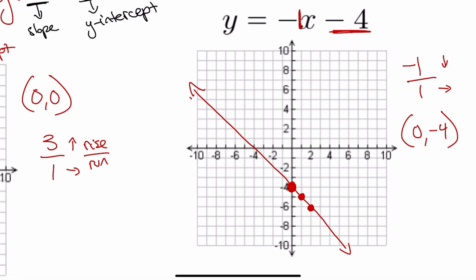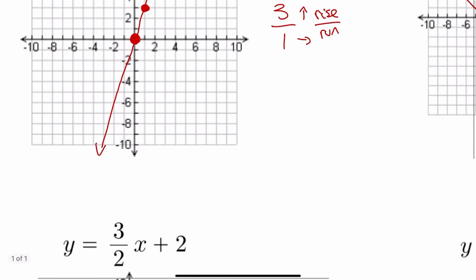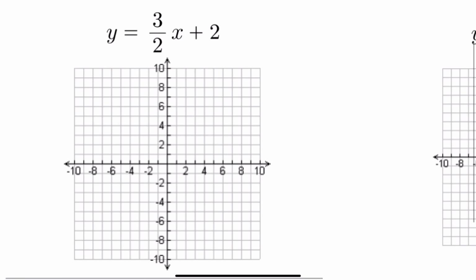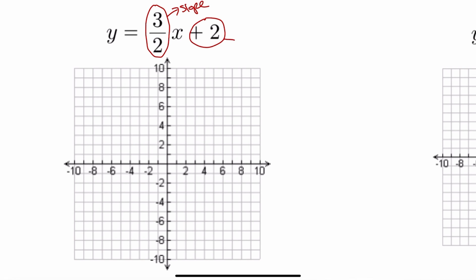And I'm done. All right, let's take a look at the next one. Ooh, this one's already a fraction for our slope, so that's nice. It's already telling us that our slope is going to be 3/2. That is our slope. All right, and our y-intercept is going to be +2.